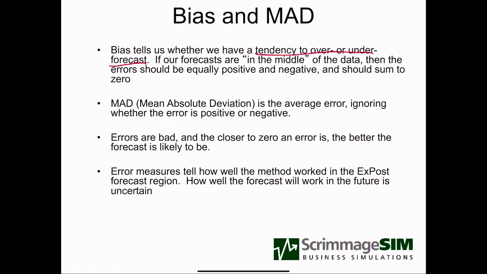The MAD gives an average error, ignoring the direction. Errors are always bad, so we would like to have a value that is as close to zero as possible. Also, the error measures look at the ex post forecast region. How well the forecast will work in the future is still uncertain, but it gives us some ideas as to how well our forecast model is working with the data that we have.